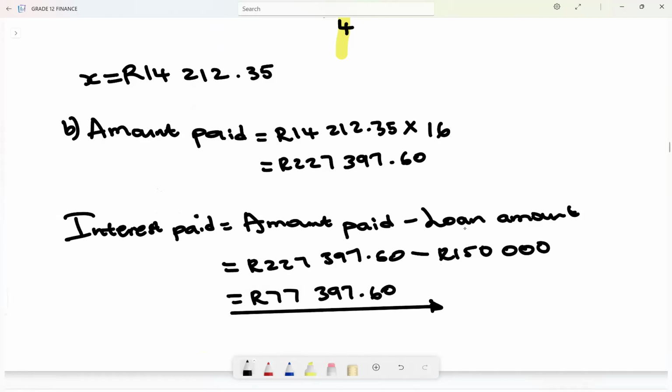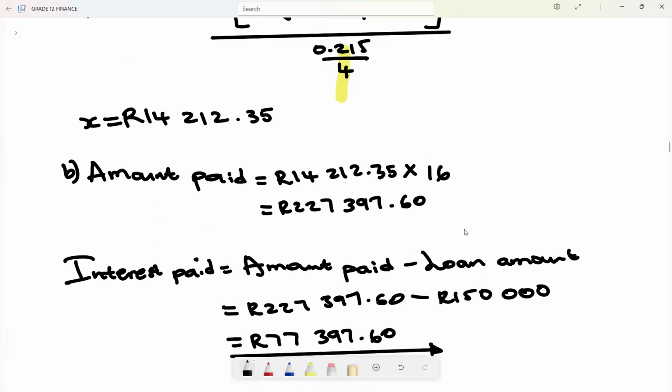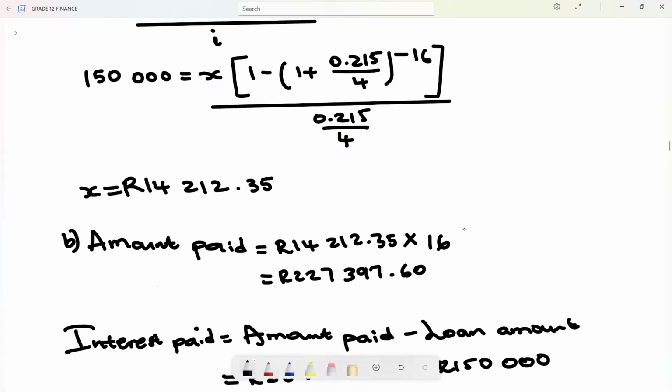Can you see? It's almost half, actually above half, of the amount that you initially loaned. So it means you're going to pay the 150,000 plus half of it. So that's how cruel loans can be. So yeah, guys, that's life.